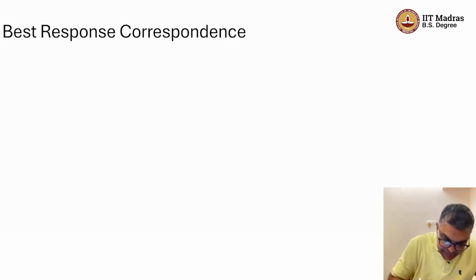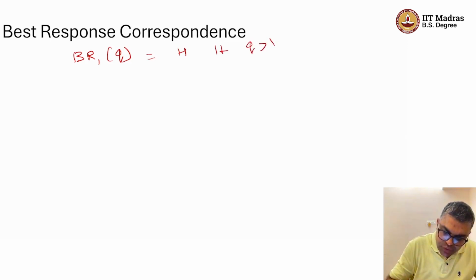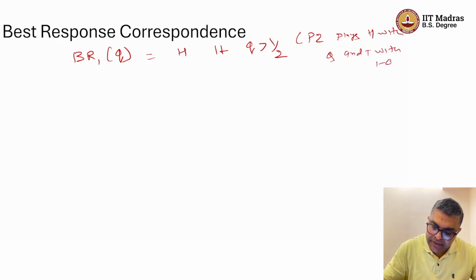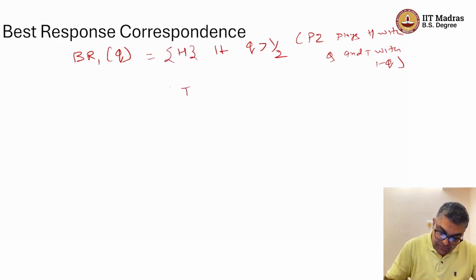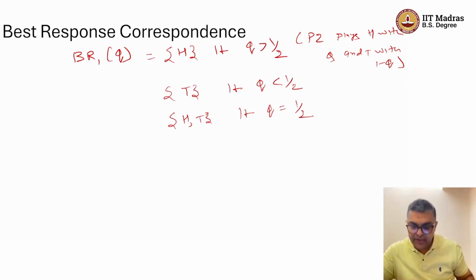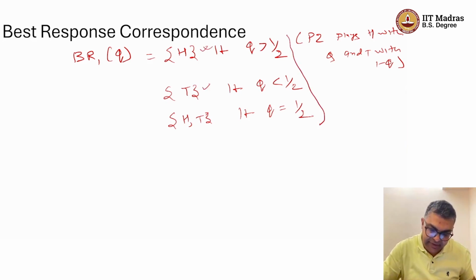We can write that the best response correspondence of player 1, when player 2 is playing q, is equal to h if q happens to be greater than half. Player 2 plays h with q and t with 1 minus q. It is t if q is less than half, and, because it is a correspondence, both h and t if q is equal to half. Here we are writing in probability terms, here we are writing in action terms.